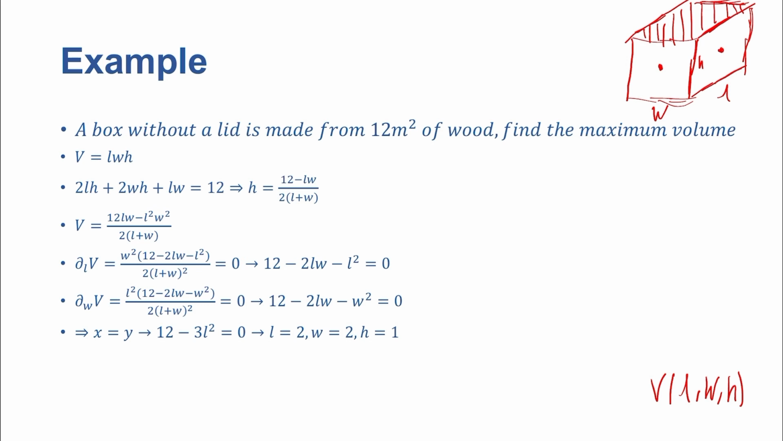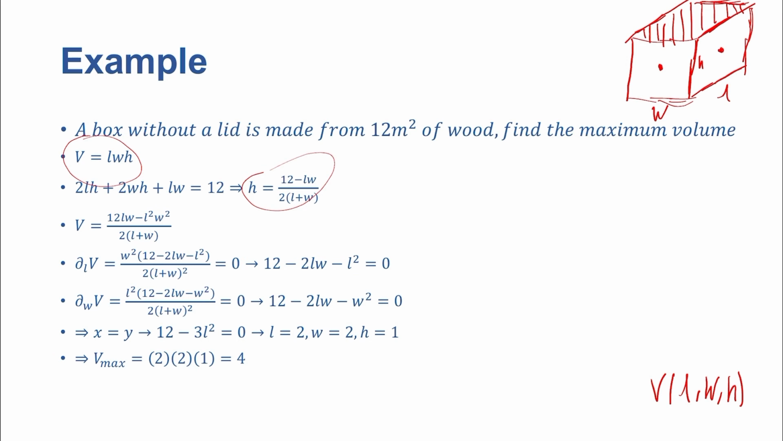This yields the solutions that length is equal to 2, width is equal to 2, and height is equal to 1, if we solve and plug that into this equation here. So we can solve for volume by plugging into the very original equation. The volume is a function of length, width, and height. We get the maximum volume is equal to 2 times 2 times 1, which is 4. So that's the maximum volume.